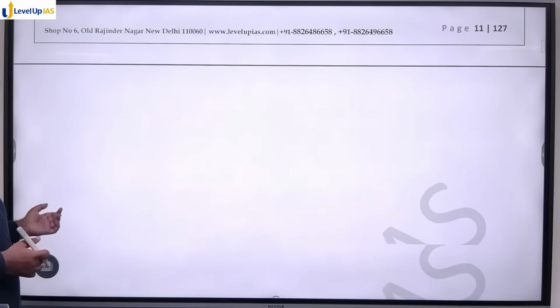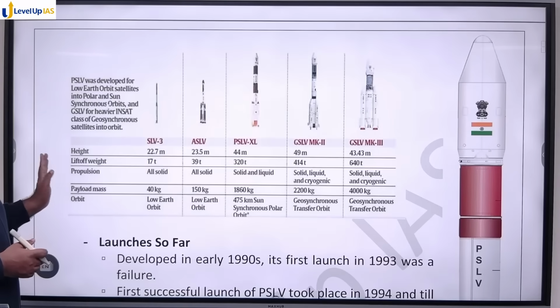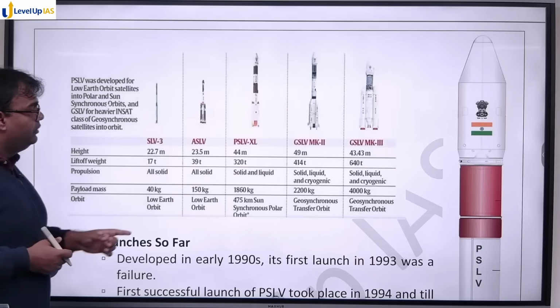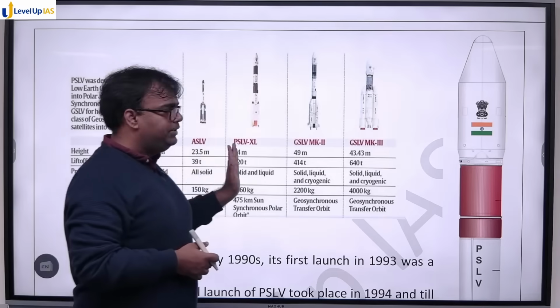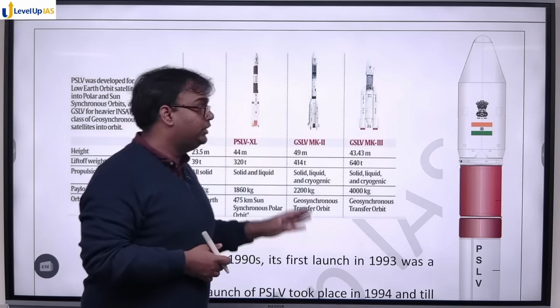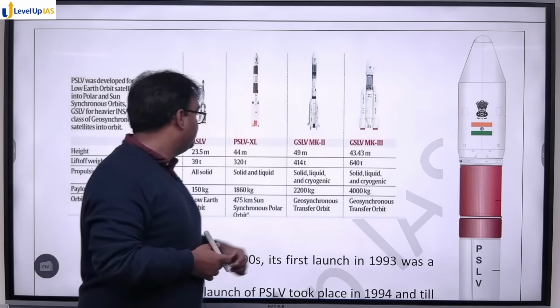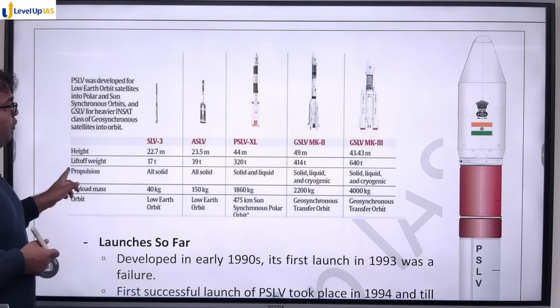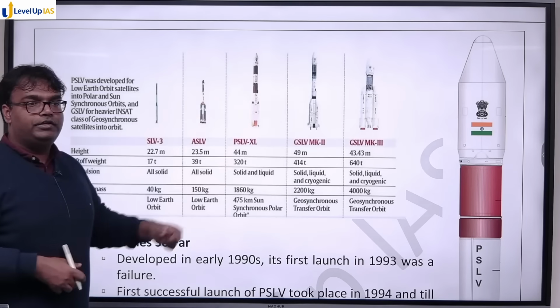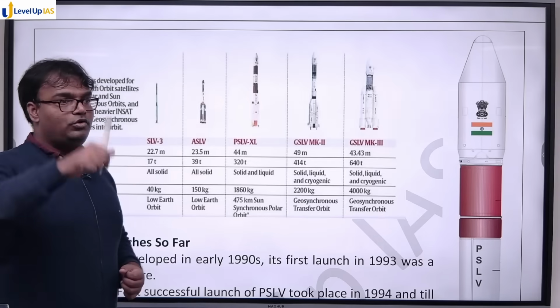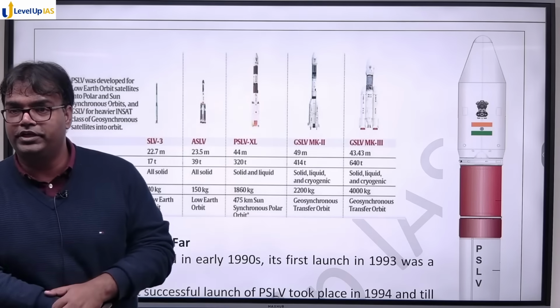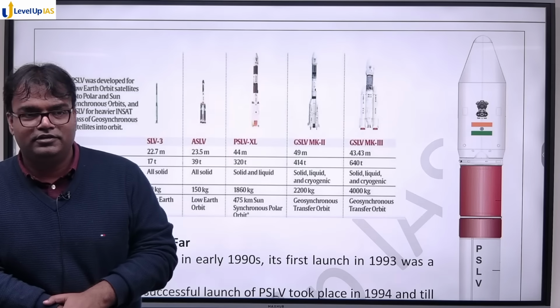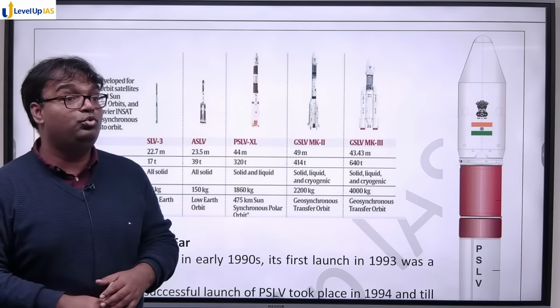See, compare various satellite launch vehicles that India has. Of these, SLV and ASLV are not used anymore. Then PSLV, GSLV Mark 2 and GSLV Mark 3: third generation, fourth generation, fifth generation. Now look at the lift-off weight, the weight when the rocket is launched. What is the weight? 320 tons. 1 ton is 1000 kg, so 320,000 kg, 3.2 lakh kilograms.